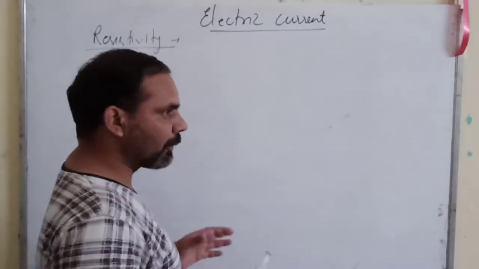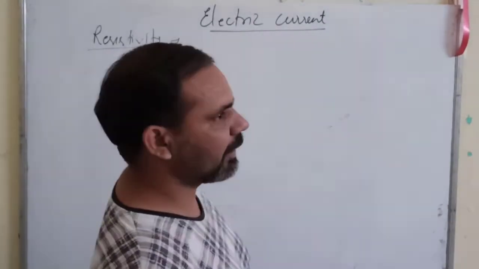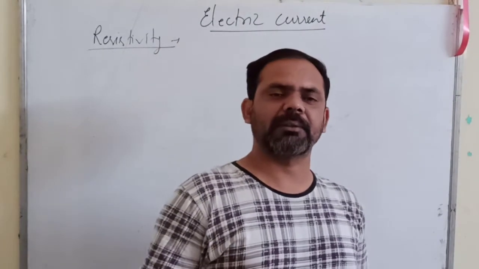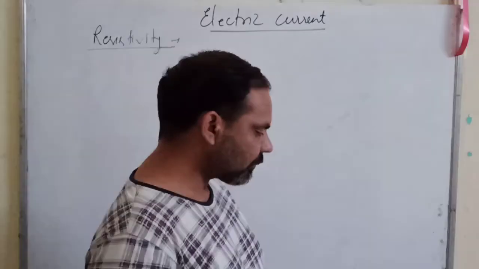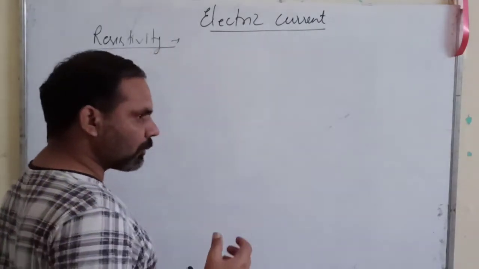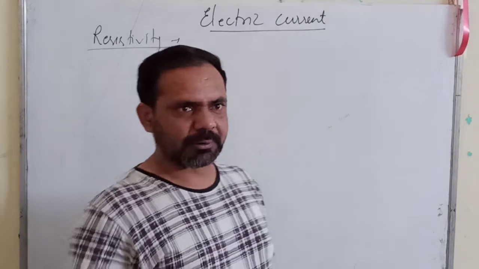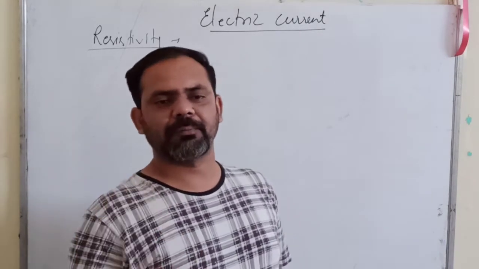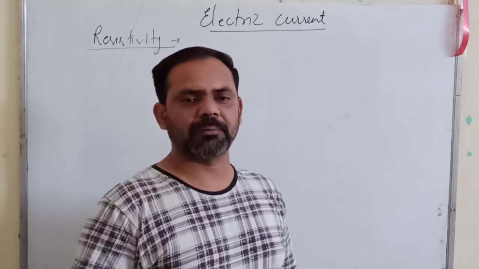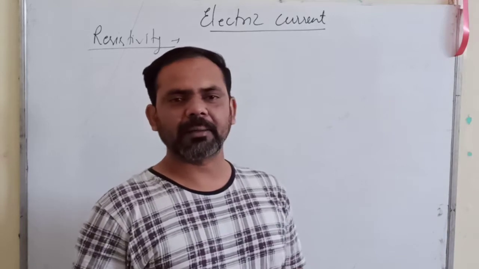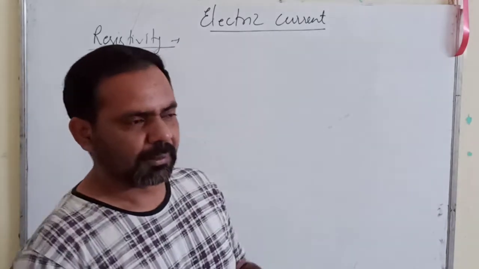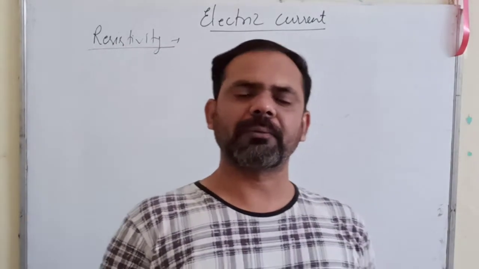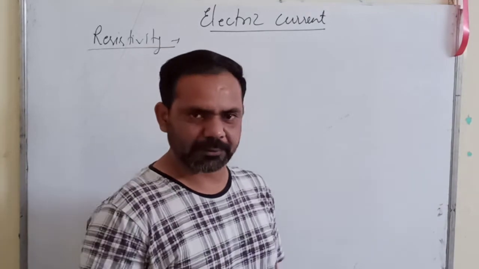Today I am starting with resistivity. We will obtain the formula, the expression, for resistivity. As we have discussed, what is resistance? Resistance is the opposition to the flow of current. And what is current? Current is the flow of charges. So the opposition offered to the flow of charges is the resistance.